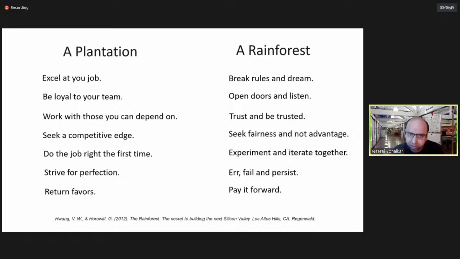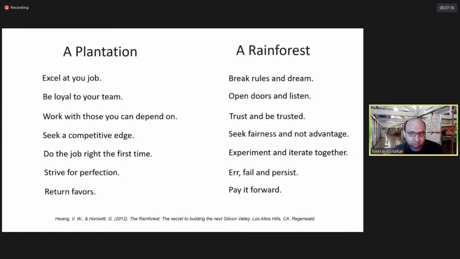Key thing to note here is that a plantation is not bad. It is actually very much needed. If you are running a successful business, very high likelihood that you're running a plantation, because a successful business, in order to scale up, needs a plantation. You need to excel. You need to be loyal. You need to work with those you can depend on. You need to have a competitive edge. You need to strive for perfection, and you need to return favors. That's the way the business world works.